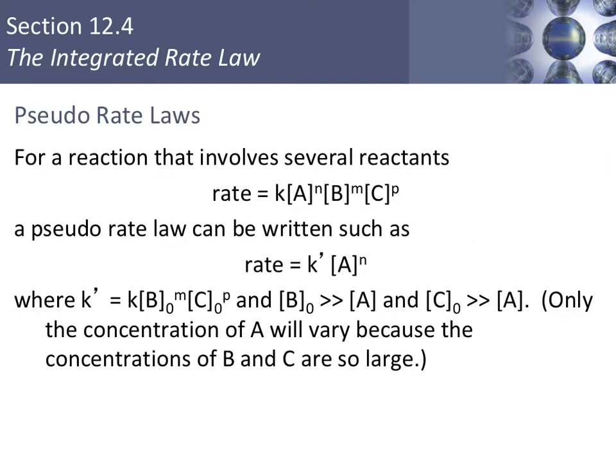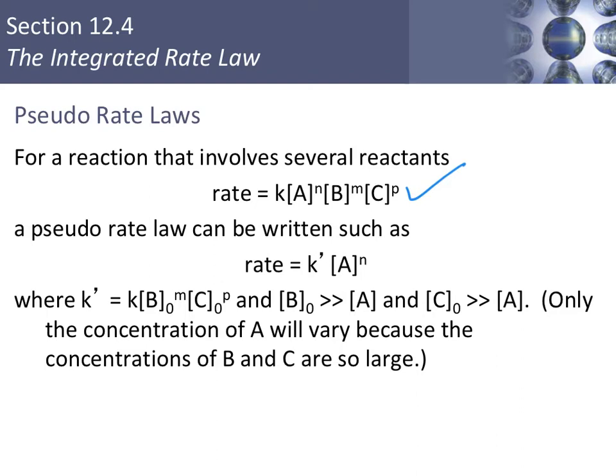Let's say we have a reaction that has three reactants, A, B, and C. Here's the rate law. We can write a pseudo rate law with respect to the concentration of A if we make the concentrations of B and C significantly larger than the concentration of A. So then the concentration of A is the only concentration that will vary because B and C are so large.